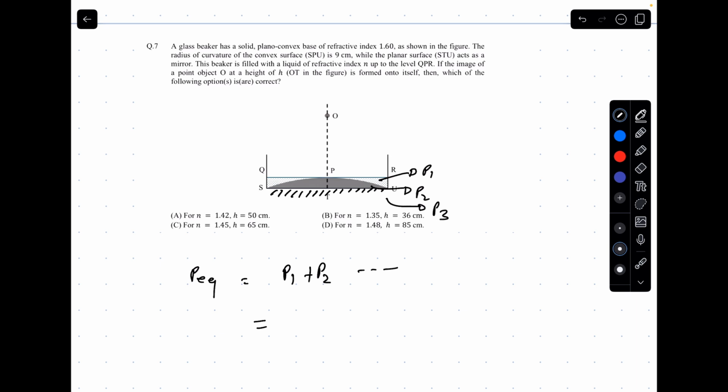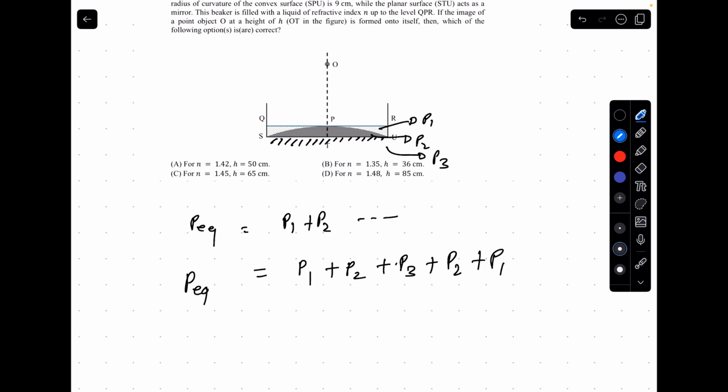So what will happen? First there will be a reflection, so P1, then the second reflection P2, then the reflection P3, and then because the rays are going back, again P2 and then again P1. This will be P equivalent. Now look, this surface is a planar surface, so F will be infinite, so 1 by F will be 0, right? So P3 will become 0.